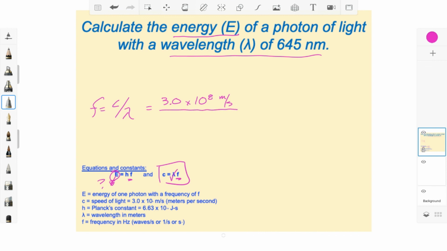And even before I go any further, you'll notice that meters is our unit on top. And also, as we think through, wavelength should be in meters, as we see down here. Now, when you look at what was given to us, we are in nanometers. So we're going to have to convert. And conversions are going to be a large part of what we do in chemistry.